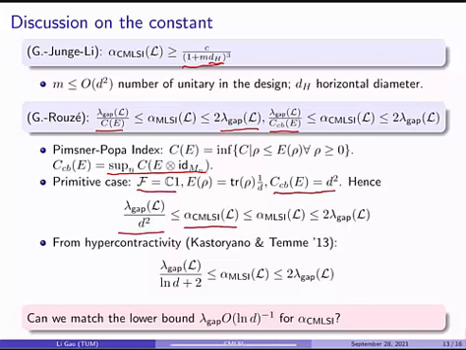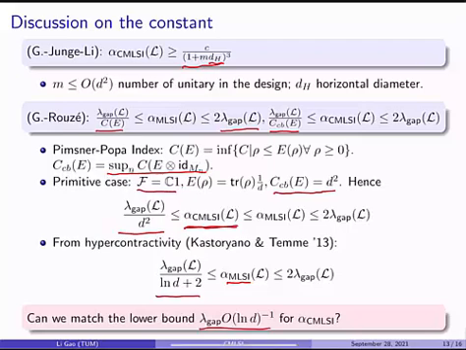On the other hand, from hypercontractivity, Kastoryano and Temme were able to show that the MSI constant can be lower bounded by the spectral gap over the log of the dimension. But this is only for the MSI, not for the complete constant. So it remains open whether we can match the complete constant estimate to the same asymptotic order.